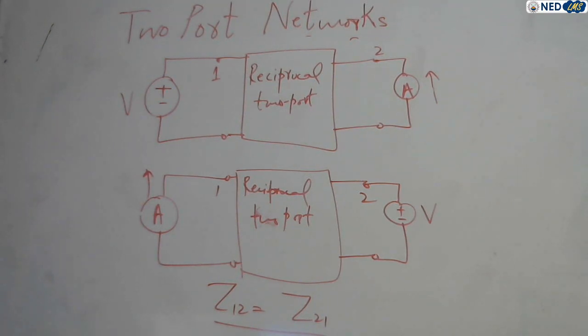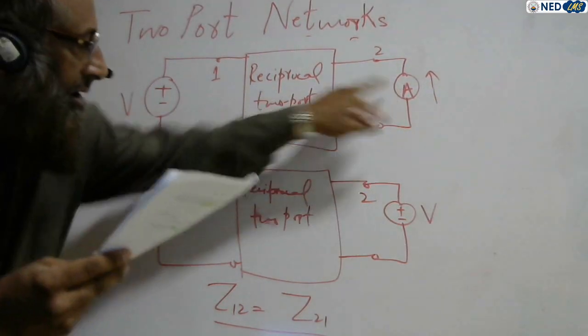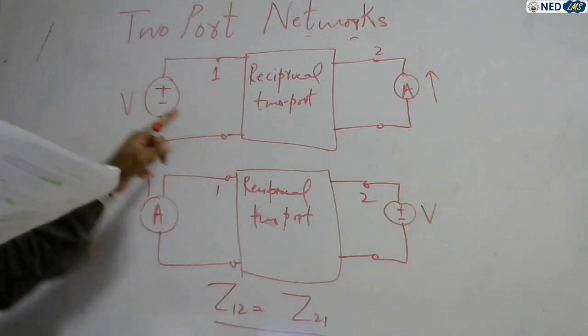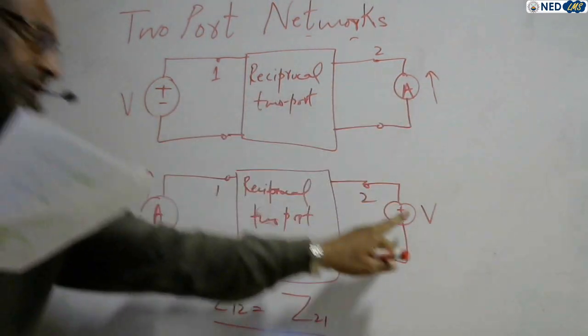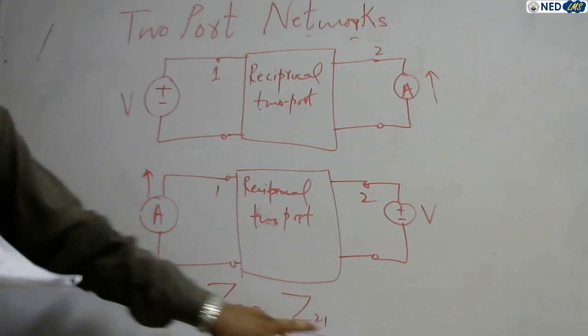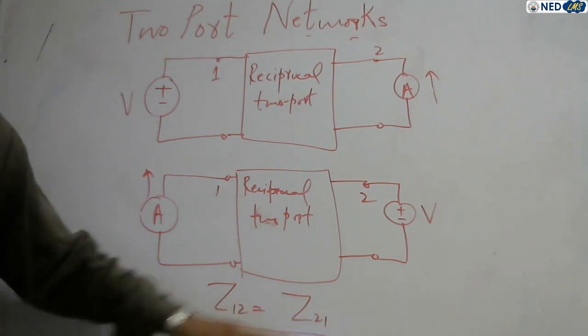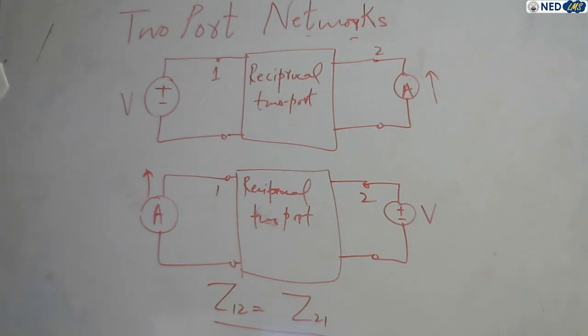This means that if the points of excitation and response are interchanged, the transfer impedances remain the same. So we can equate Z12 equals Z21. The transfer impedances remain the same.